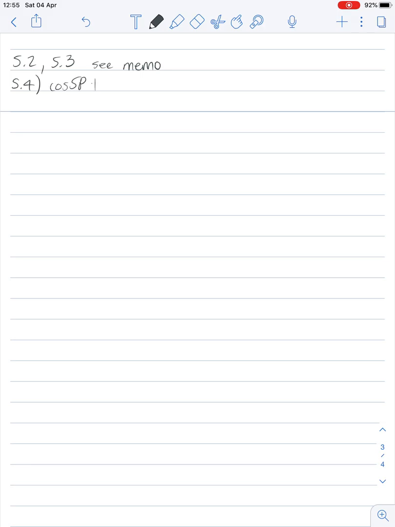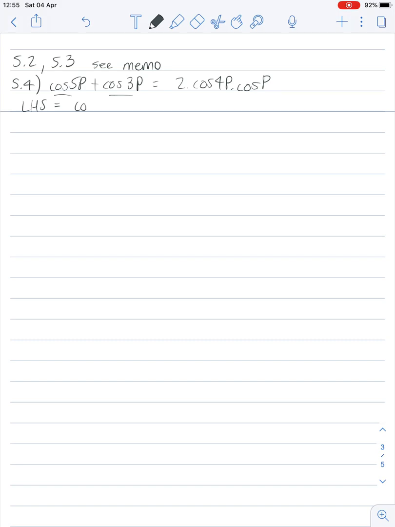It says cos 5p plus cos 3p, somehow show that it equals 2 cos 4p cos p. Okay, so the right-hand side I'm just going to leave for now. I'm going to work with the left-hand side. So the idea here being you've got two cosines here. One's a 5p, one's a 3p.